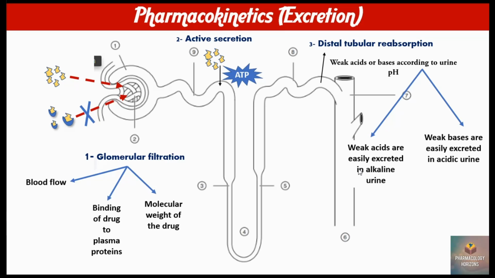This is the rule of ionization you studied before. As in the first case, aspirin as a weak acid becomes ionized in the basic urine, so it's trapped. This is a process of ion trapping, and it cannot pass the tubular membrane. The same concept goes with amphetamine.